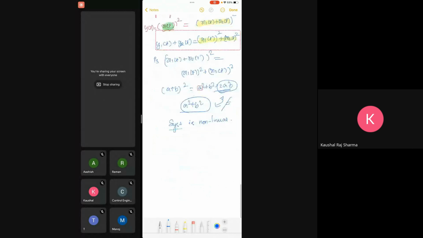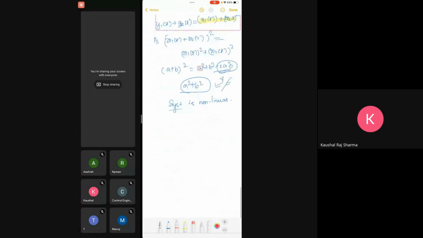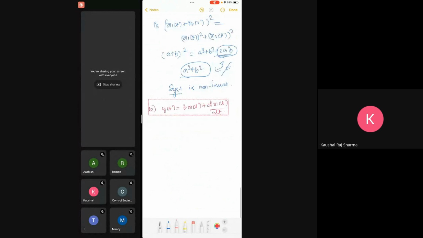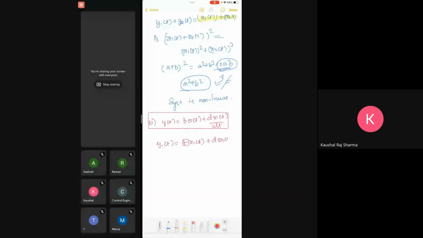Right. So if you don't have any doubt, we'll move to the next system. In the next system, it is y of t equal to t x of t plus dx of t by dt. Now if I replace it with y1 of t, wherever x is there, I am replacing it with x1 of t. That's it. Why we are taking two systems is because we want to compare two systems. We will just solve it if someone needs help on this.